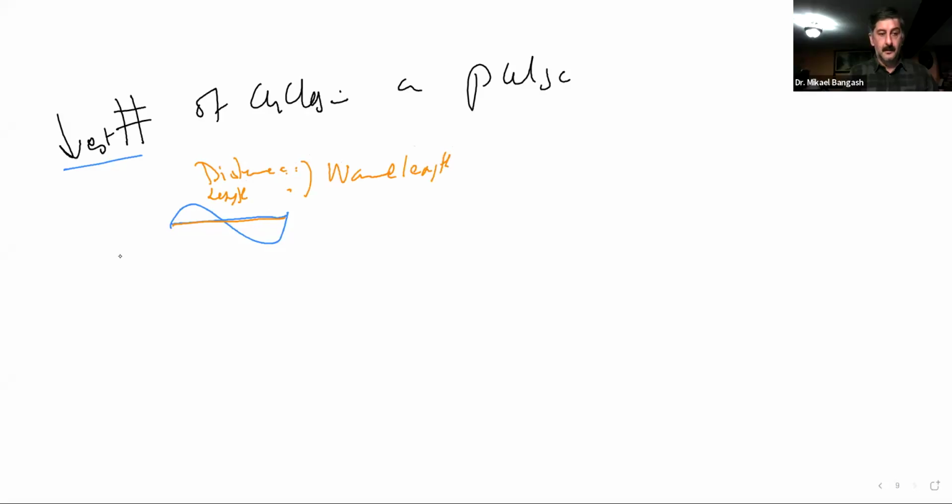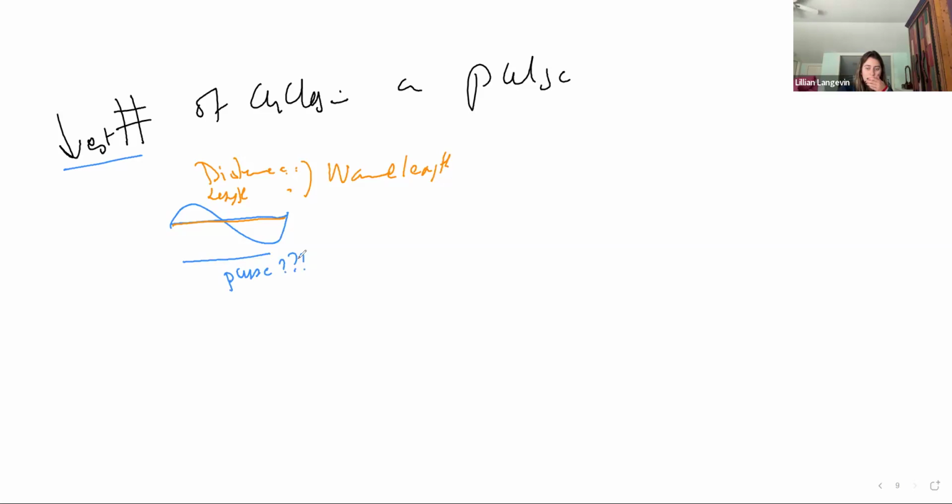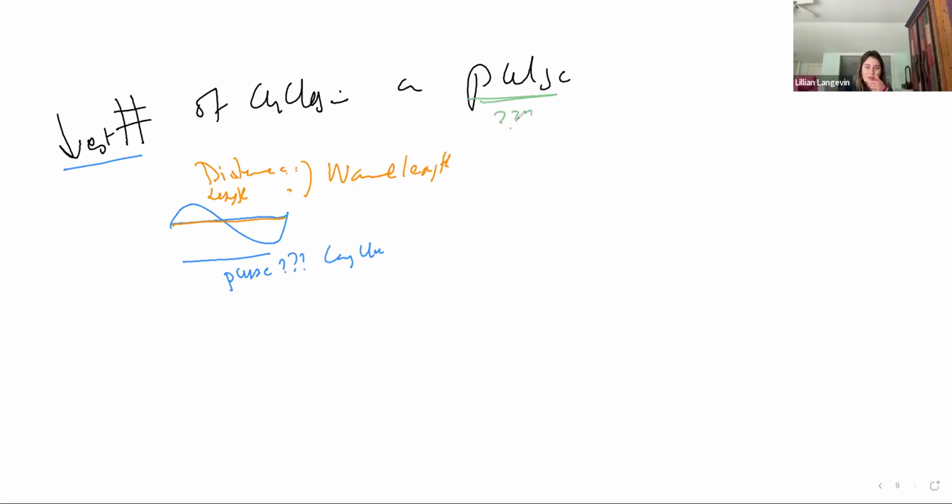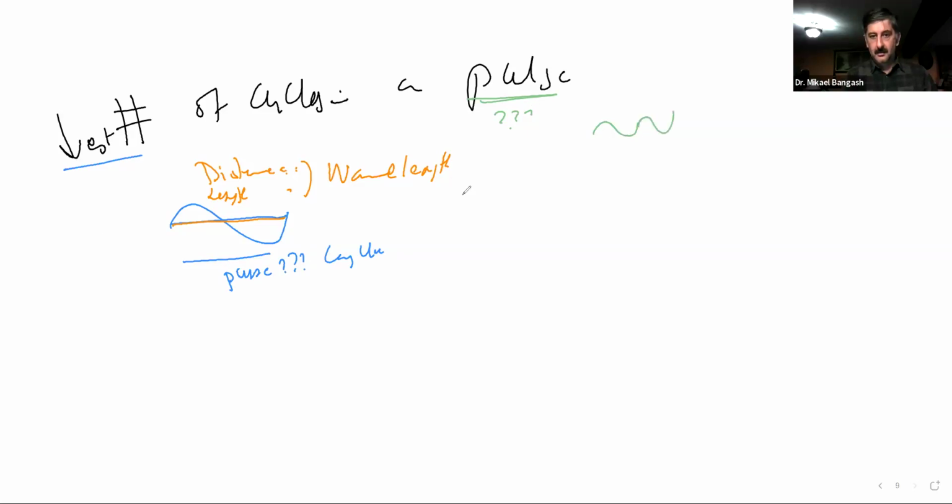But my question is, is this a pulse? No. What is it then? It's just a cycle. So what did we say a pulse was? More than one cycle. So then the lowest number will be at least two cycles. Two cycles will make a pulse.